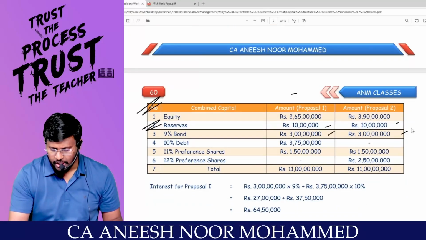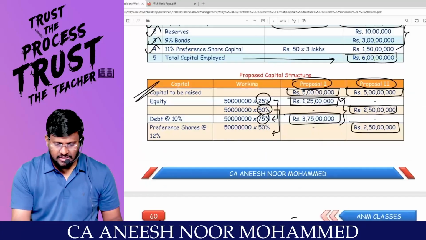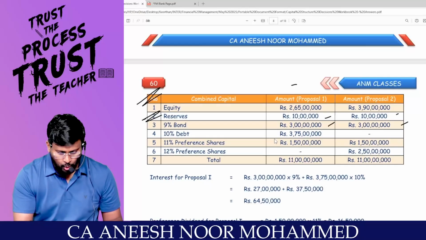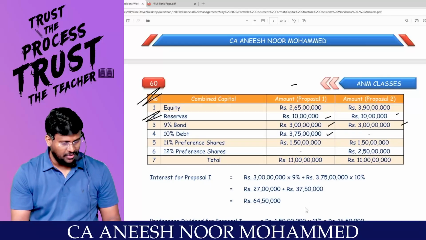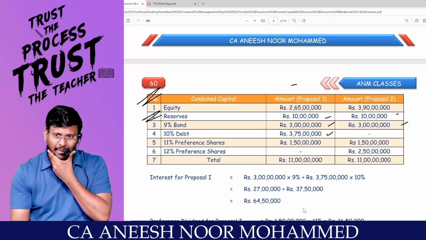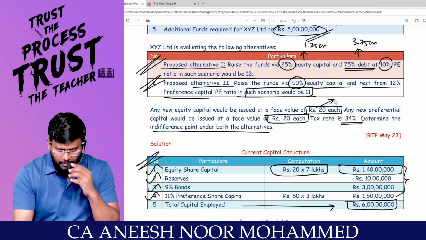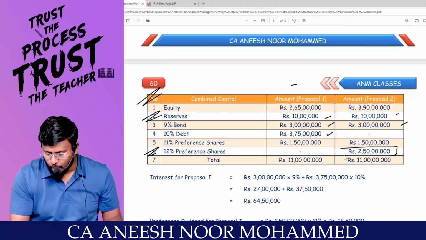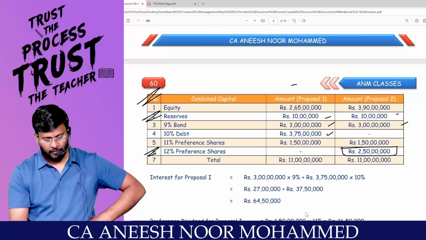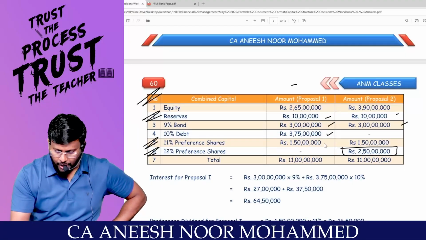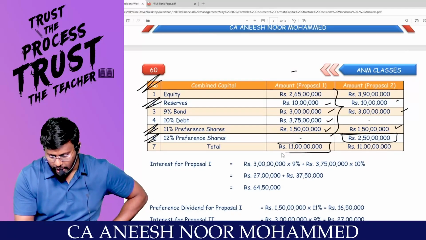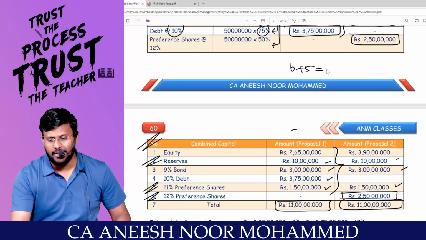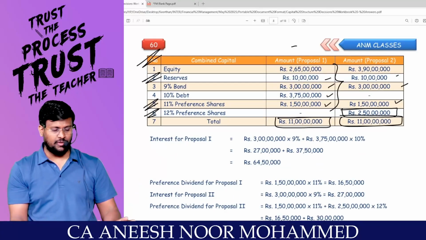9% bond will not change, 3 crore, 3 crore. 10% debt will change: in proposal 1, 3.75 crores, and there 2.5 crores. In proposal number 2, who comes in place of debt? Preference, the 12% preference share capital. So 12% preference, and 2.5 crores, which is the new part, the second part, 50%. And 11% preference, you already have 1.5 crores, and the total capital employed will be 11 crore, because you already have capital of 6 crore plus additional capital. This is the proposition of 11 crore.